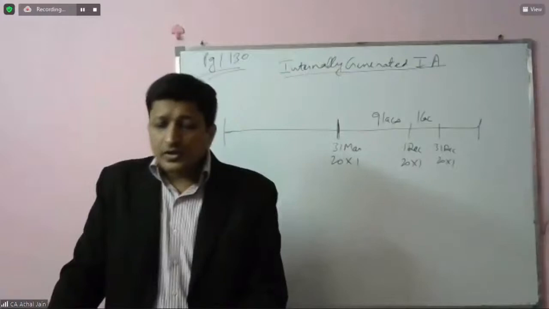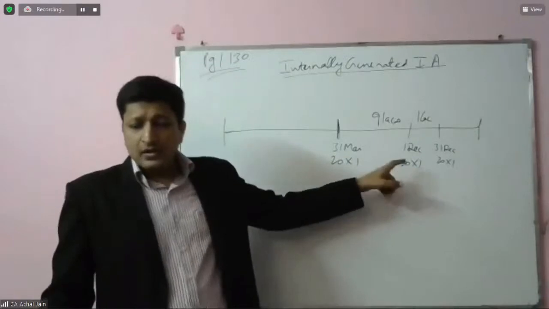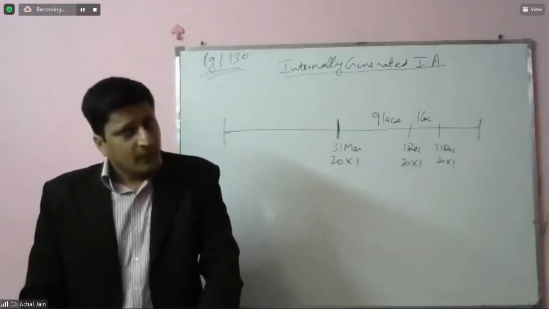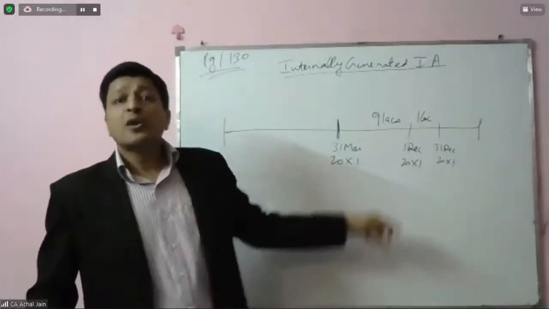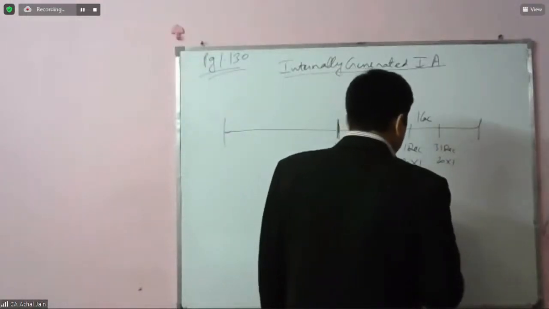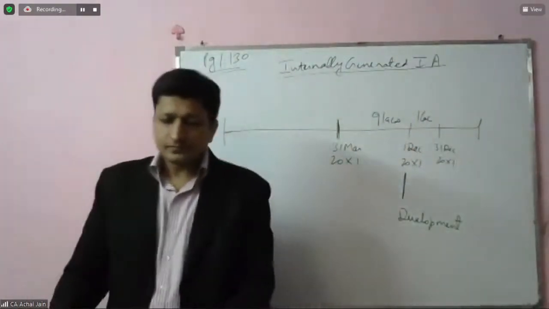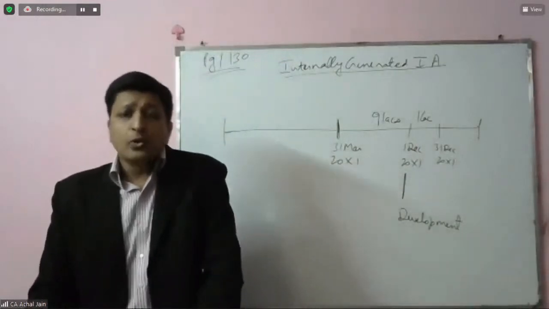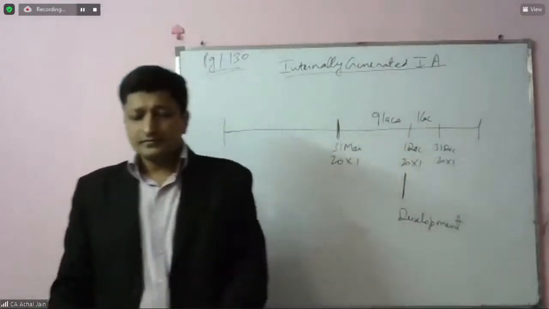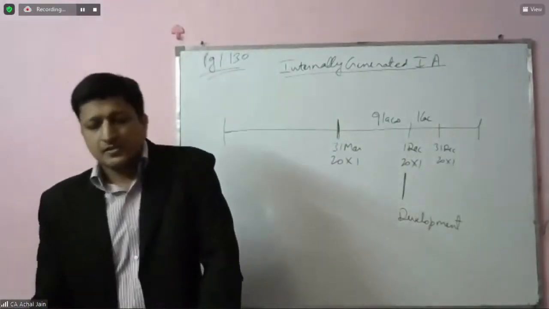Entity is able to demonstrate that on 1st of December X1, the production process met the criteria for recognition as an intangible asset. That means on this date, the development phase started. Recoverable amount of the know-how. Know-how is the intangible asset which is getting generated. Its recoverable amount is estimated to be rupees 5 lakhs.